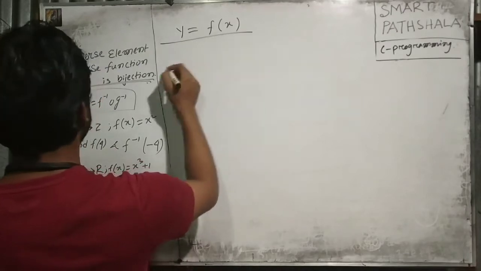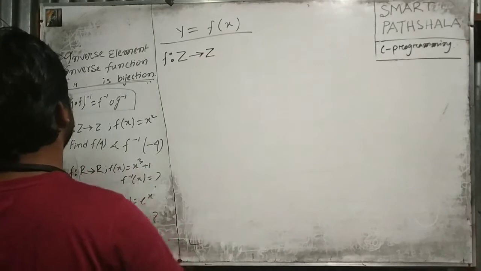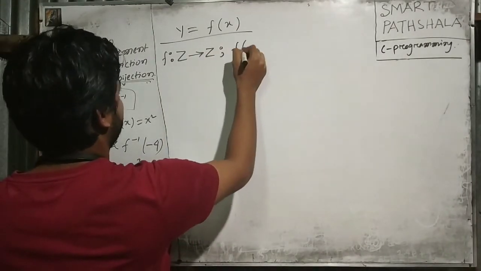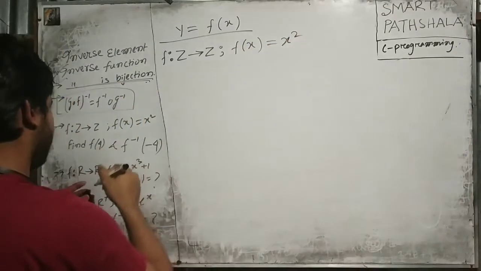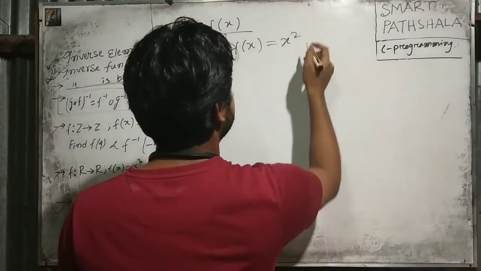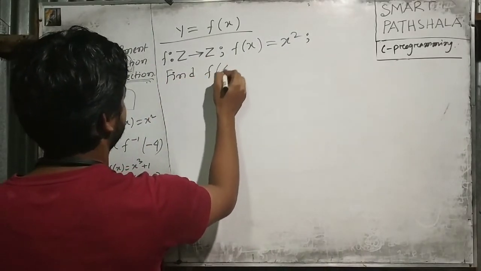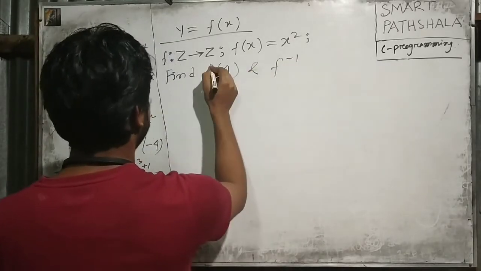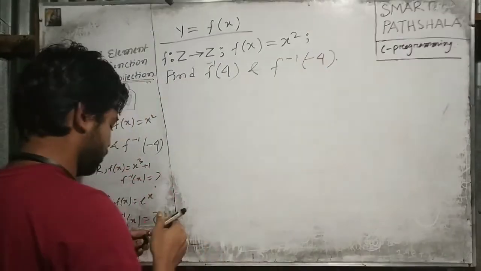Given is f maps from Z to Z, integer to integer. Fine, we have no problem. And it is defined by f of x is equal to x square. Now what's the question? The question is: find f of 4, and find f inverse of 4 and f inverse of minus 2.